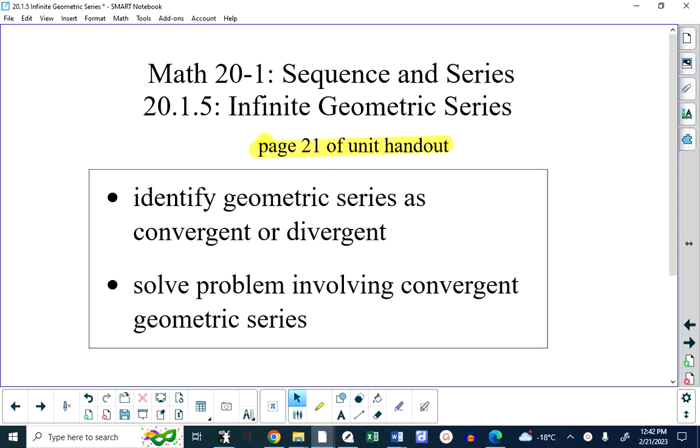As things stand right now, and that may change in the course of this class, you're probably not going to get back your unit exam until tomorrow to take a look at it.